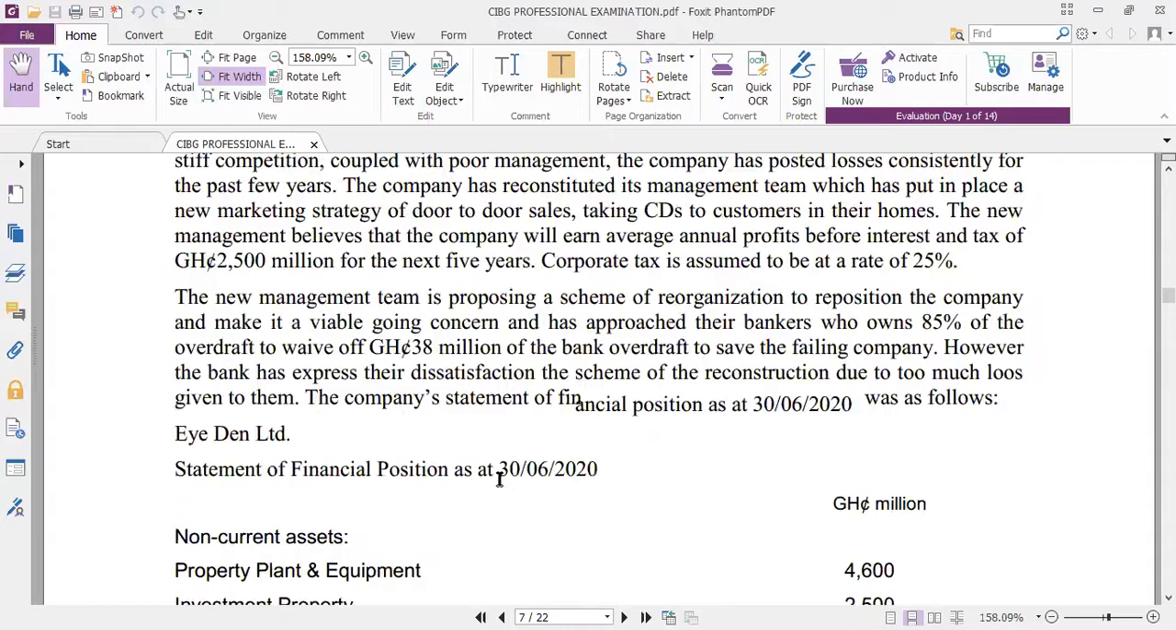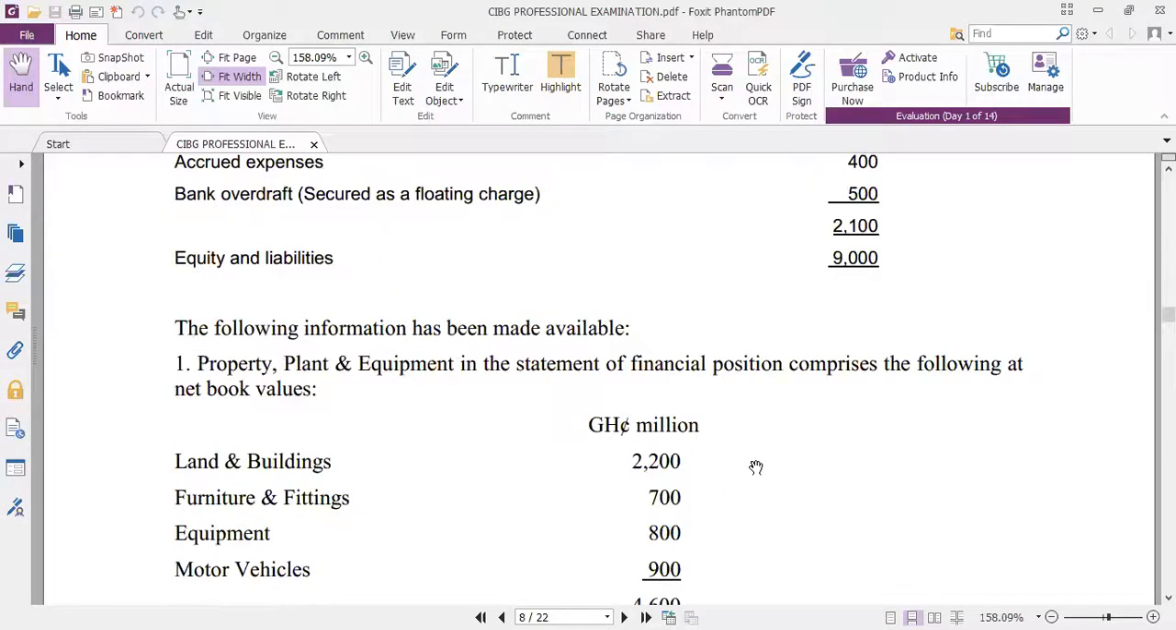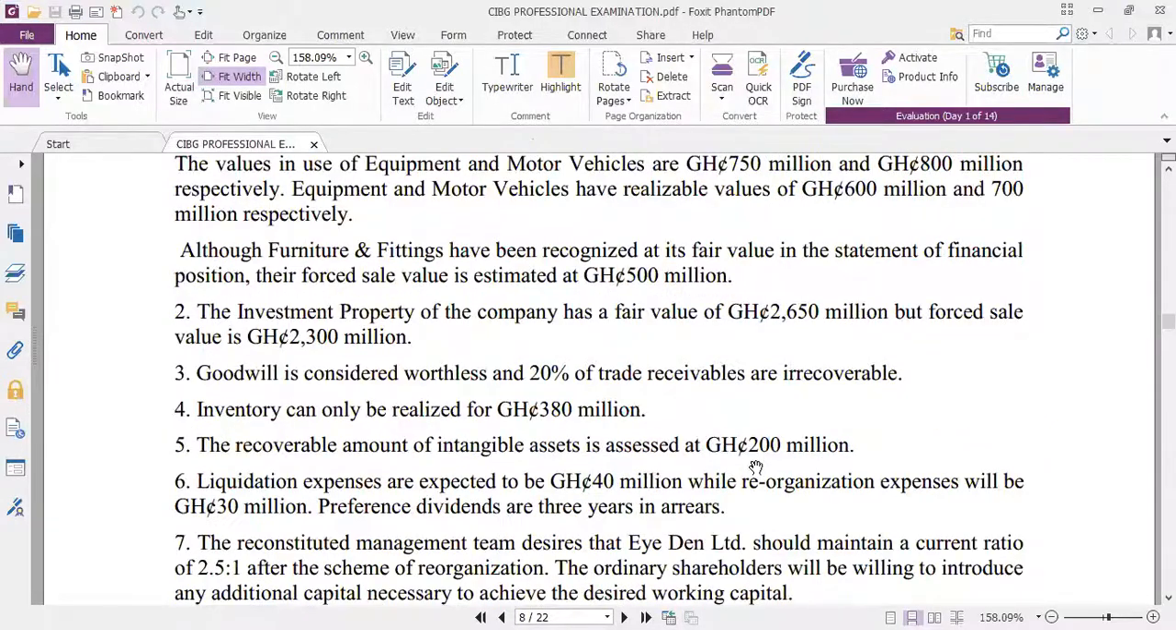So advise Natural Bank. The bank is Natural. In fact, you have to put it in here: and as approached their bankers, in bracket, Natural Bank. So you can put it there. If you have the hard copy, you can put it there.